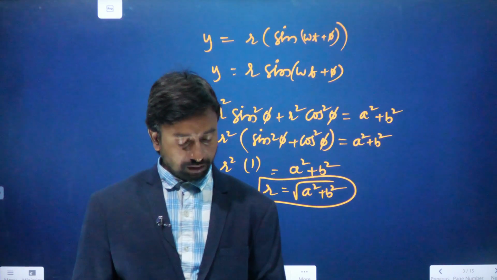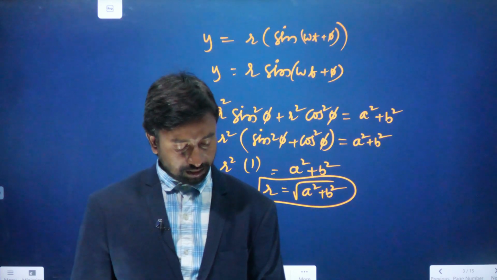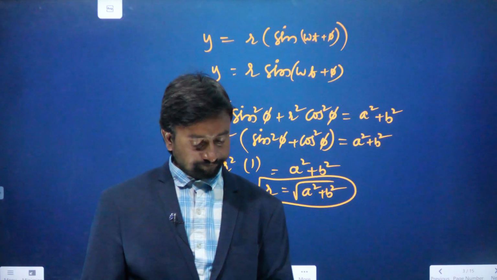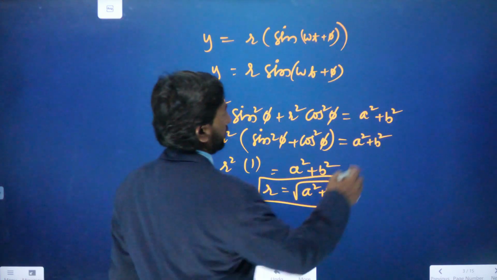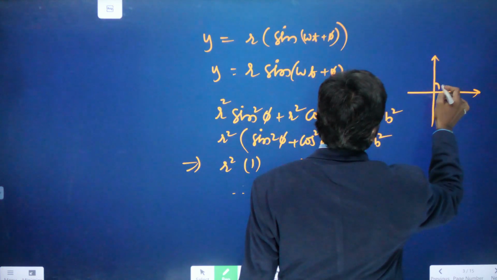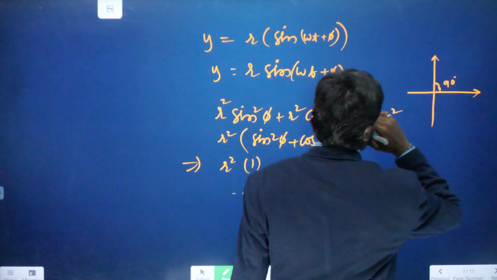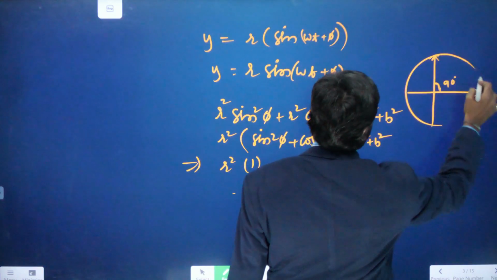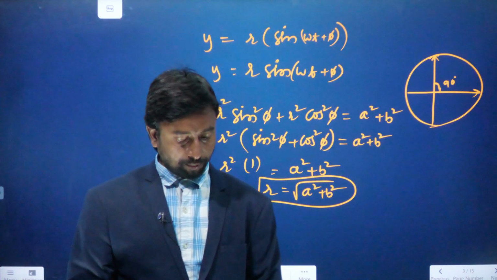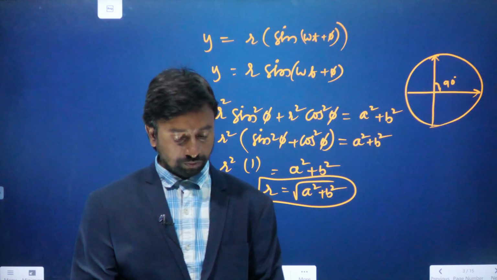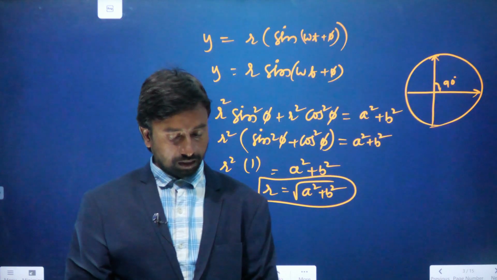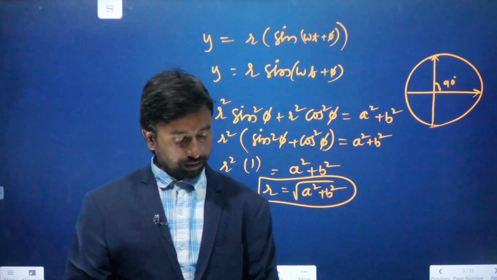The phase difference between them is 90 degrees, it is given there. So the phase difference between the motions along the x axis and y axis is 90 degrees, pi by 2. Then if you draw the curve like this, we'll get a circle. They have equal amplitude and frequency, so equal amplitude and frequency means we can say that it is a circle. The third one is the circular path.